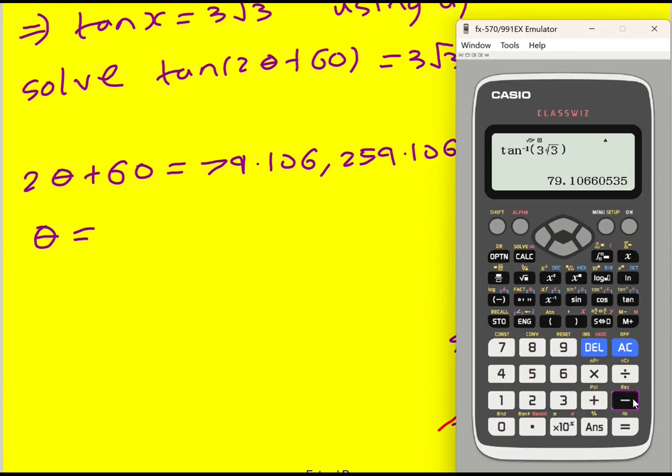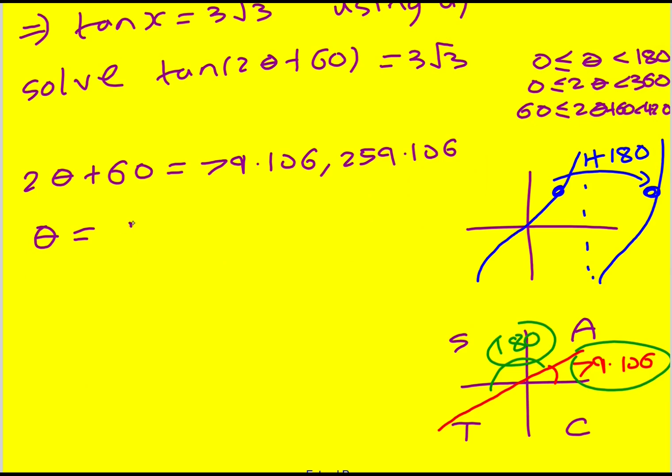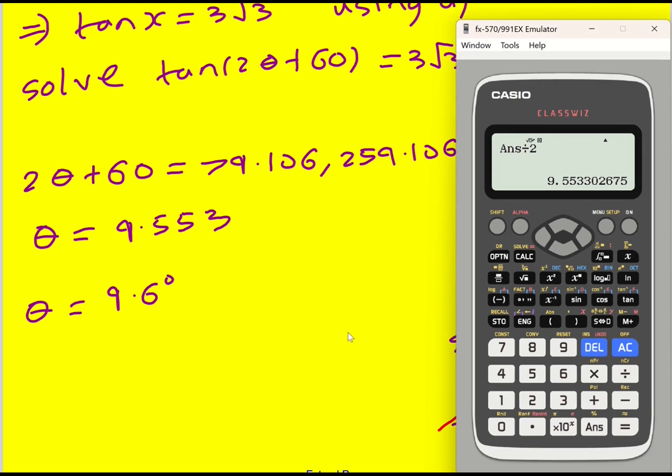So I'll start with this one, minus 60, then divide by 2, gives me 9.553. Okay, below it, I always like to write it a little bit more accurately, just in case I accidentally don't round it correctly, or maybe I didn't read the question fully. Okay, I'm actually going to times back by 2 and add 60 to get back to the full answer. Add the 180. Right, and then minus 60 again and divide by 2.